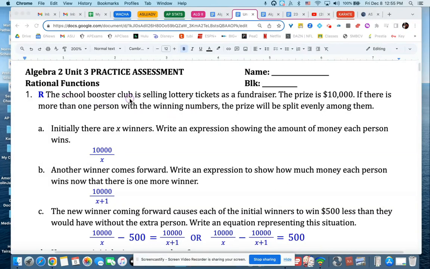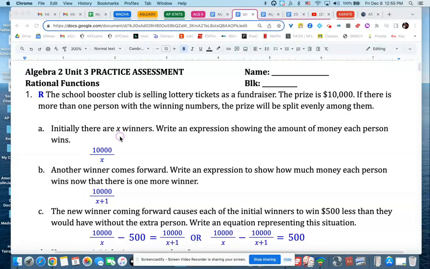The Booster Club is going to sell lottery tickets, and they're going to give out $10,000 as a prize to the winner. But it's possible that more than one person has the winning numbers, kind of like you see in lotteries in different states in the U.S. If they do have more than one winner, they're going to split it evenly among them. So let's say that we have x winners.